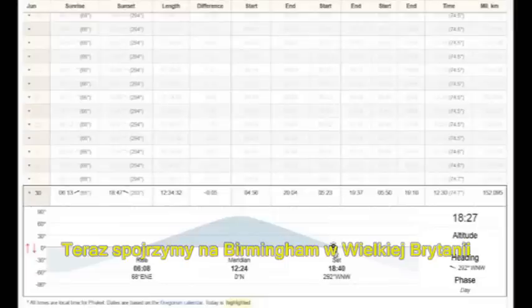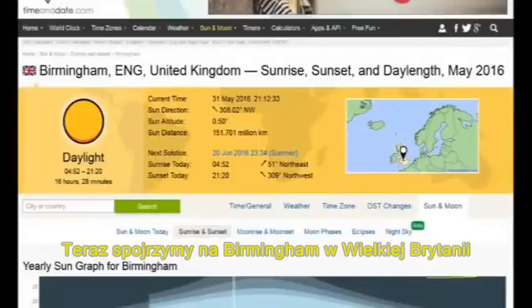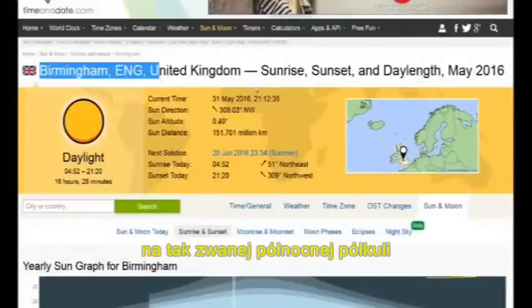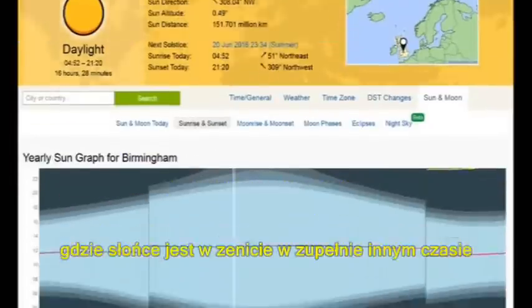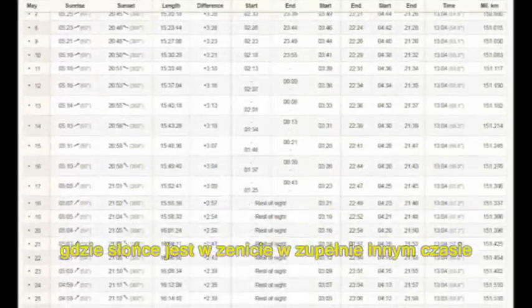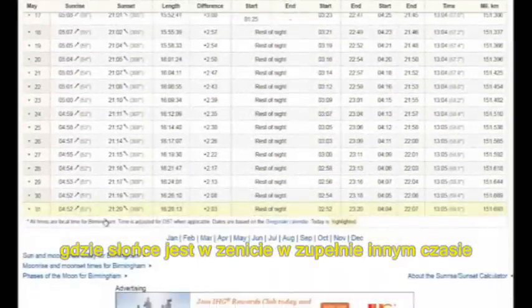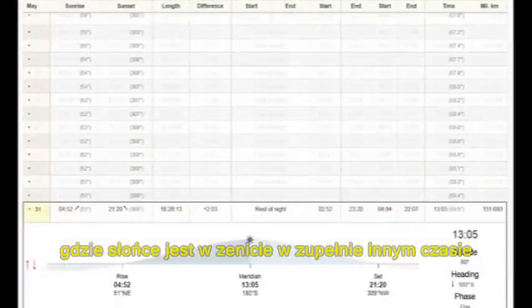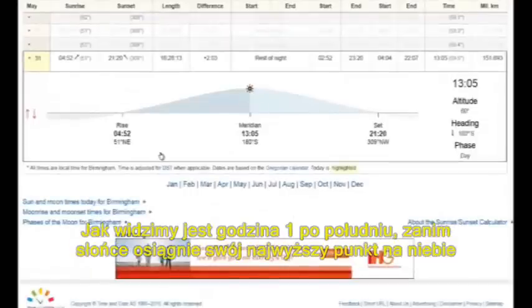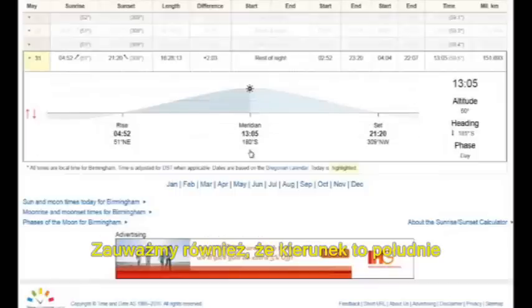And now we'll have a look at Birmingham in the UK, in the so-called northern hemisphere, where the sun is at its zenith there at a very different time. You'll see that it's 1 o'clock in the afternoon before the sun gets to its highest point in the sky. And you'll also notice that the heading is south.